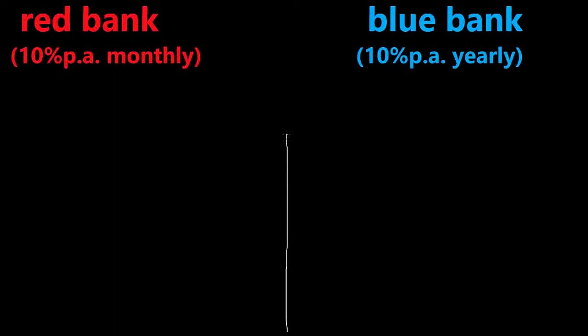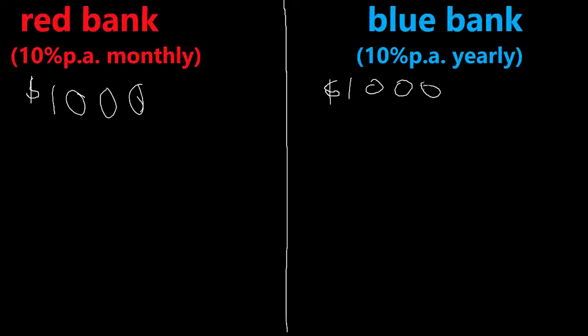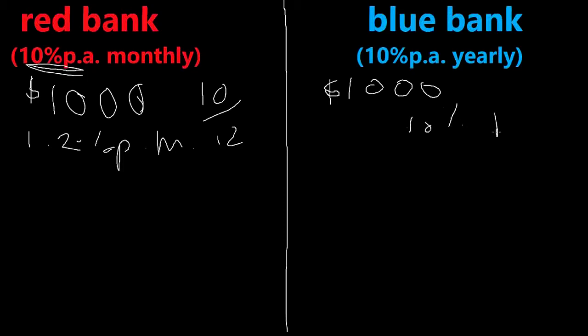To compare these two banks, we're going to assume that we both have the same amount of money, the same principal we're starting off with of $1,000, and there is no new money going in and no new money coming out. As we said before, this is paying monthly, this 10% per annum, so it's going to pay this bit by bit. So 10 divided by 12 is going to be paying you 1.2% per month. This one over here, however, is just going to pay you 10% flat per year.